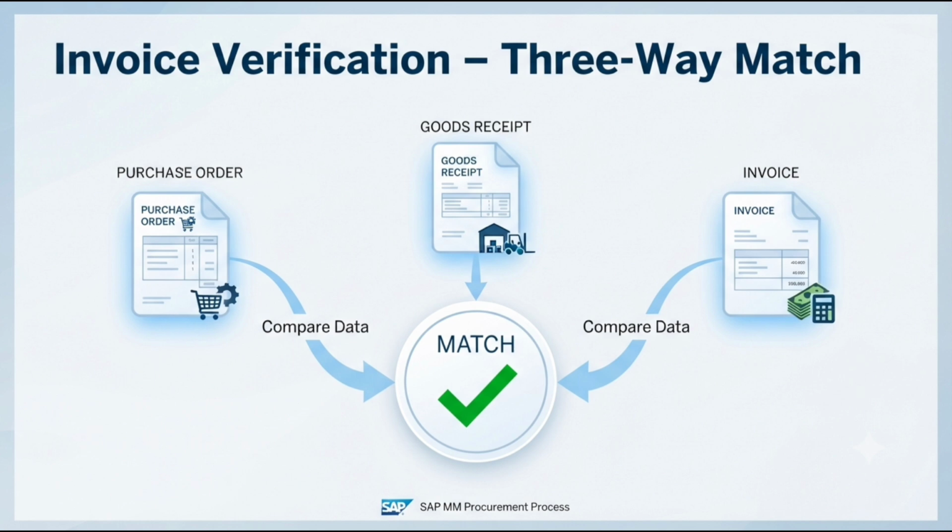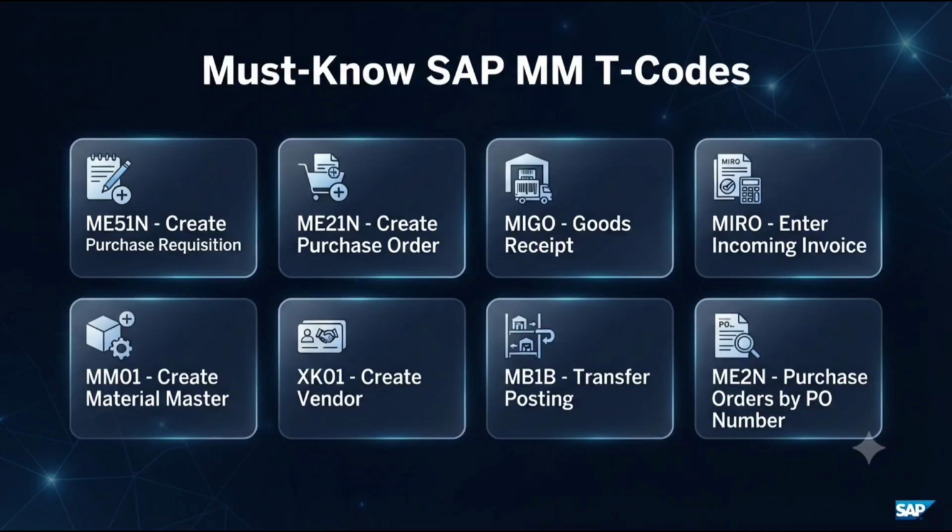Once verified, the invoice becomes ready for payment through the finance module. Accurate invoice verification closes the procurement cycle and keeps financial books clean. It is a critical control point that links logistics with accounting in SAP. To work efficiently in SAP MM, you must know the important transaction codes.